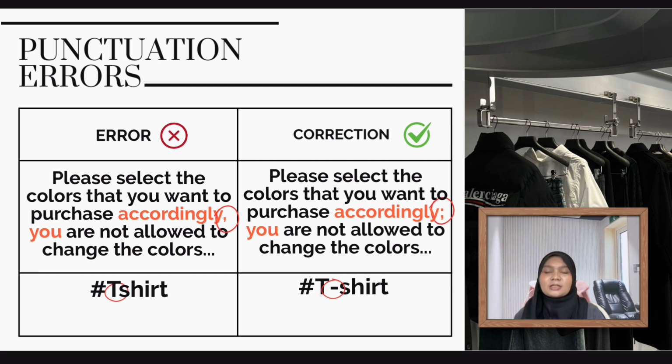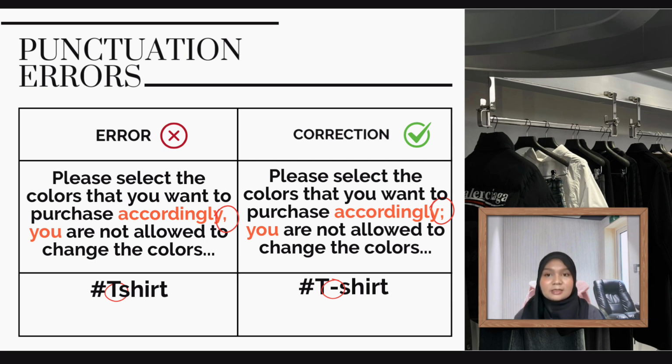Last but not least, the last category will be punctuation errors. The first phrase is an independent clause, and the second one is also independent. When you have an independent clause and another independent clause, you can include a semicolon between them to correct the whole sentence, which will increase the audience's understanding.